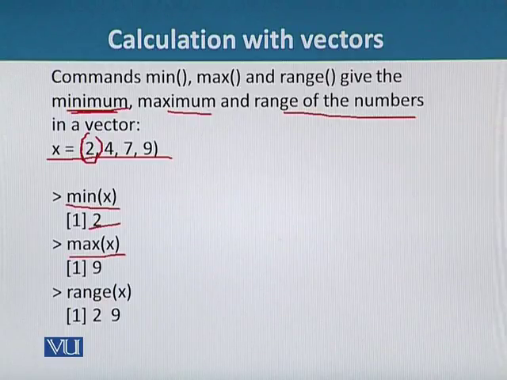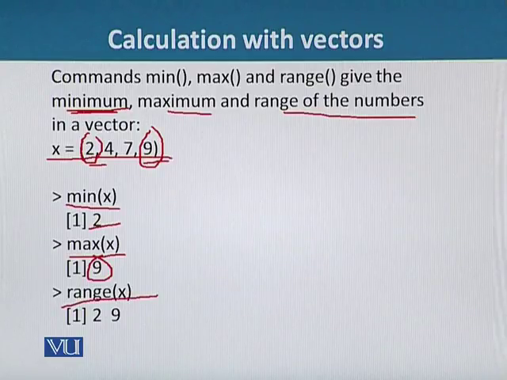Similarly, we can calculate the maximum number that is present in that vector. That is 9 in this vector, so we will get the maximum 9 here also. If we want to calculate the range of the vector, it means from which smallest number it is starting and at which highest number it is ending. The smallest is 2 and the highest is 9. So to calculate the range, the command will be range, and then we write x in parentheses. We will get the answer 2 to 9, starting with 2 and ending with 9.